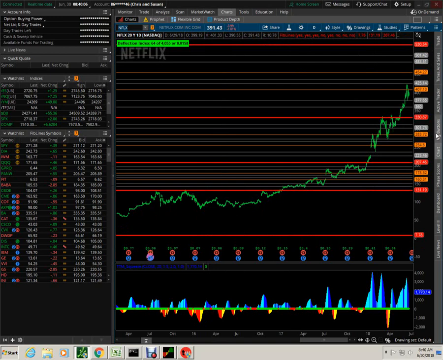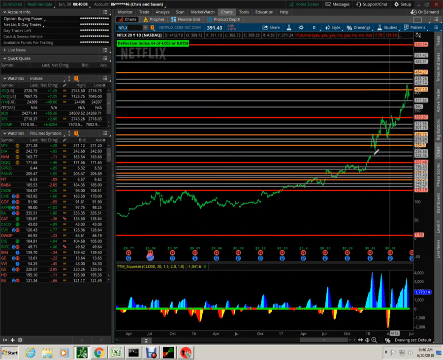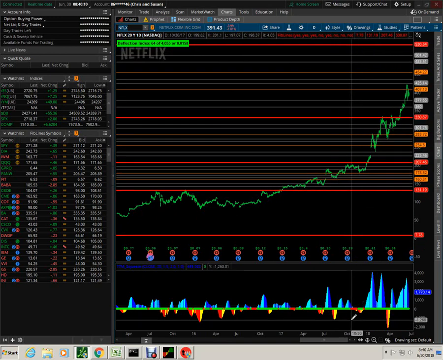So I'm not saying you should jump in right now. Wait till you get one of these squeezes on the TTM squeeze indicator. That's these little red dots here, and that indicates that the price is in a period of consolidation, that the Bollinger Bands are inside of the Keltner channel.